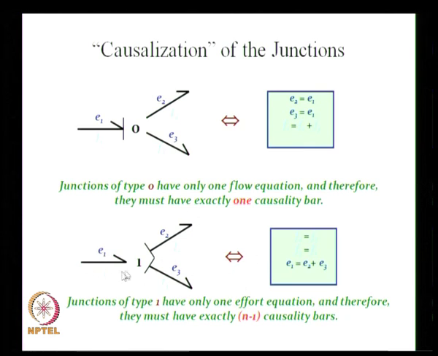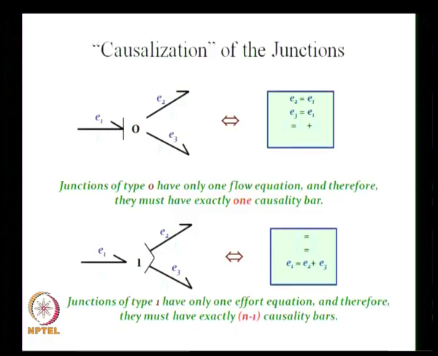So you can see that F1, F2, F3 are equal, and E1 is equal to E2 plus E3, because this is input effort, is the output. So E1 is equal to E2 plus E3, that is the causal stroke for causality assignment for 0 and 1 junction. So we have fixed causality for source effort and source flow, then we have preferred causality for I and C elements, and we have a flexible causality for R elements, and we have fixed causality for 0 and 1 junctions. Now the last one to be seen is the TF and GY elements.